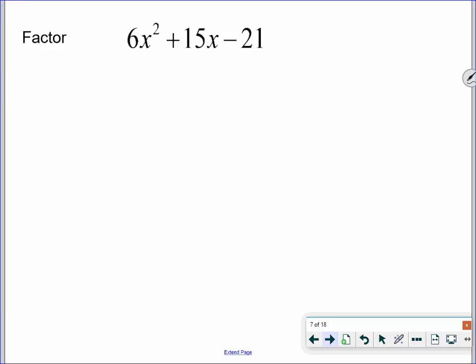Let's move on to number 6. Factor 6x squared plus 15x minus 21. All right, once again, it's a trinomial, but a is not 1. So we're going to have to multiply a times c. And so it would be 6 times -21. Oh, you know what? I made a mistake. Let's start this one over, because I didn't do what's always our first step. Our first step is always to see if we can pull out a greatest common factor. And in this case, we can.